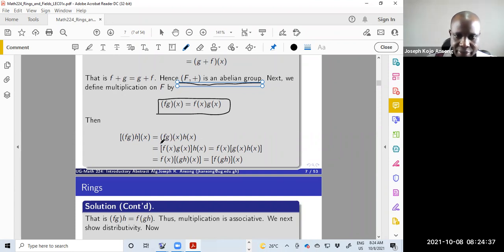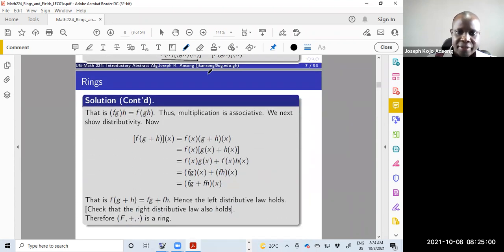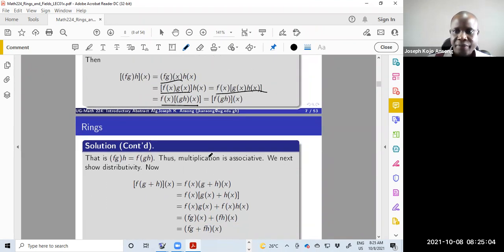Well, this fg times x can also be written as f of x times g of x. And of course, I can rewrite this as this, which I can rewrite as that. I can pull out the x, and then I can pull out the x from this and that. Therefore, (fg)h is equal to f(gh), right? So this shows that multiplication is associative. That is the next axiom. Axiom number 2 is satisfied.